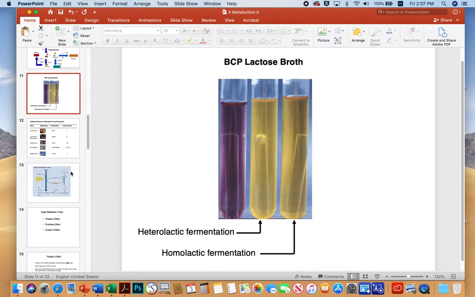So the way we visualize this in the lab is through these phenol red or BCP lactose broths. And so here's an uninoculated broth. It has a purple pH indicator in it with a Durham tube, and you can see that. And so this organism is a heterolactic fermenter, and so you can see the bubble formed in here as a result of the fermentation of lactose in this tube, acidification, and then the purple pH indicator turns yellow. Over here, it's a homolactic fermenter, no bubble in the Durham tube, and it's because it's just producing lactic acid.